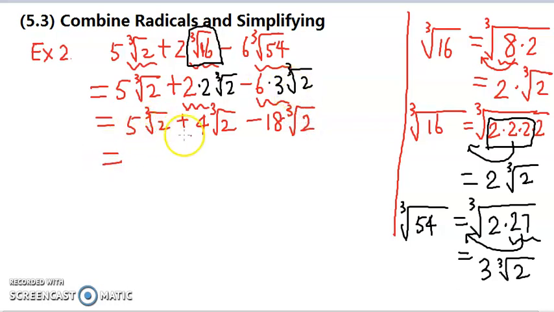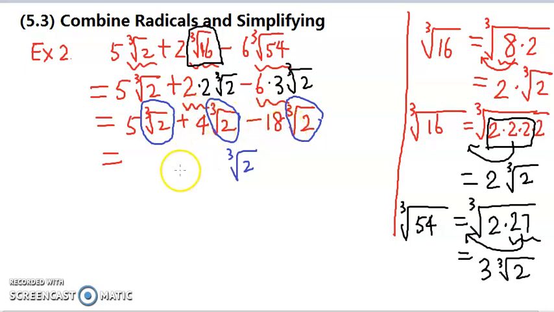So now we're going to see if we can combine them. Remember we said before, to combine radicals, they must be the same radical. We double check here: cube root of 2, cube root of 2, and cube root of 2. They all match, so we have the same cube root of 2, which can be combined. How many copies do we have? The first term has 5 copies, plus 4 copies, 9 copies. 9 minus 18 gives us negative 9 times cube root of 2. And so that's the final answer.